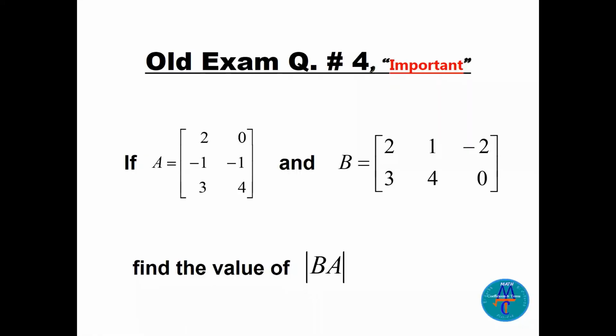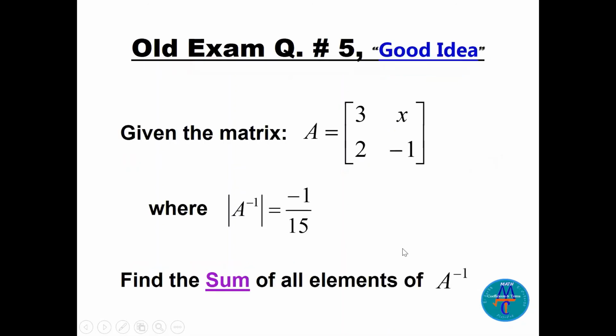Now question number 4, given A, we have here 3 by 2 and B is 2 by 3. We need the value of the determinant of BA. Please check the idea here and find the answer. Question number 5, there's a good idea here because this question combines the determinants and the inverses and the matrix here. 3x2 minus 1 is A. The determinant of the inverse is -1/15. Find the sum of all elements or entries or members of A inverse.